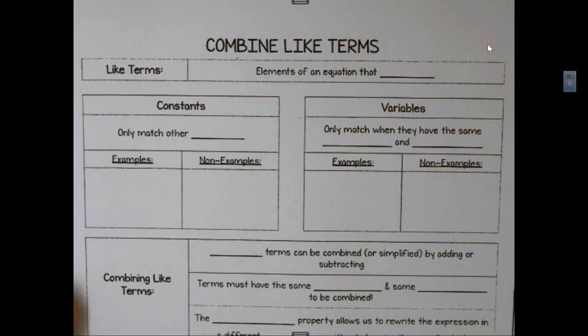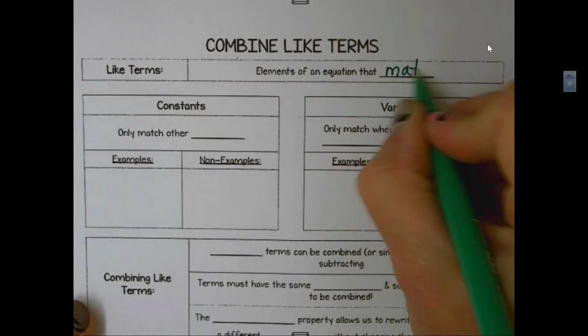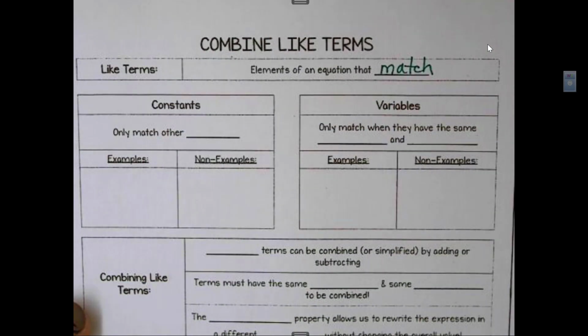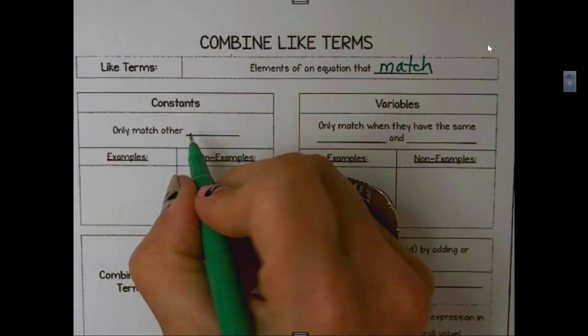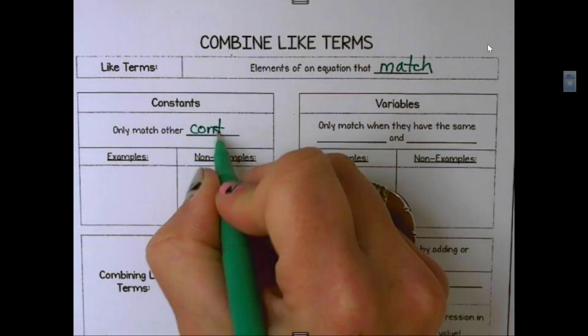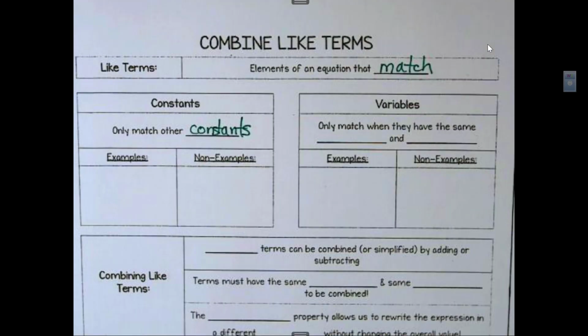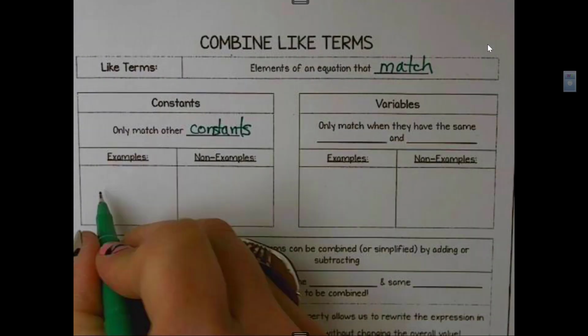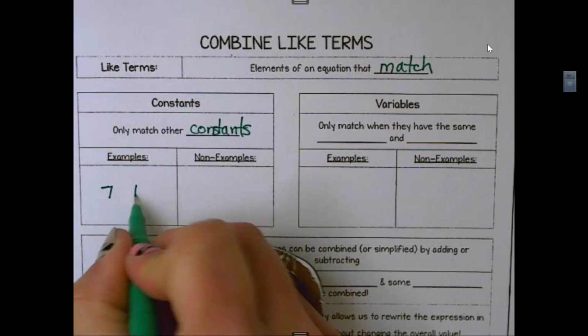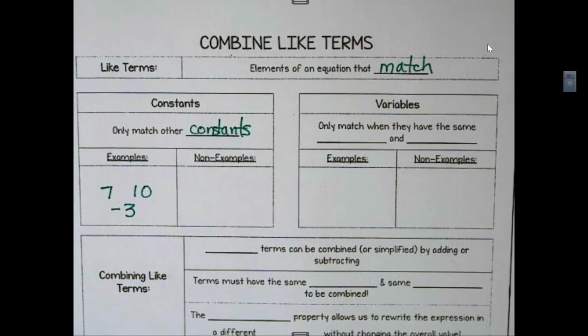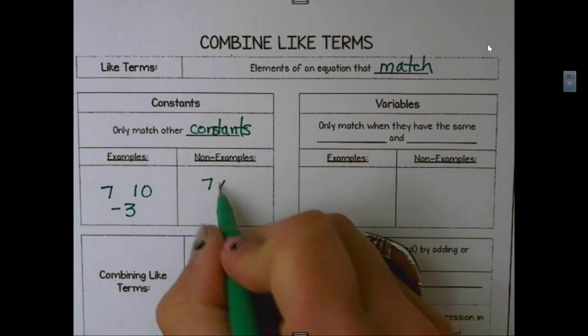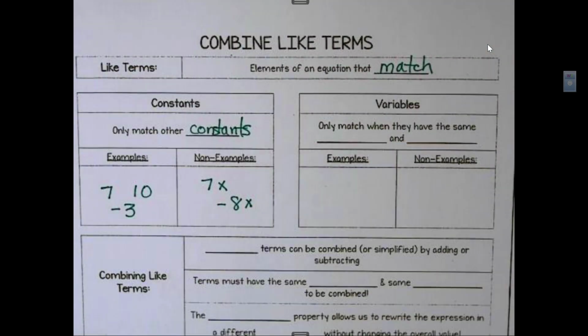Like terms are elements of an equation that match. There are two different types of terms: constants and variables. Constants only match with other constants. Examples of those would be any number: 7, 10, -3. Non-examples would be 7x, -8x.